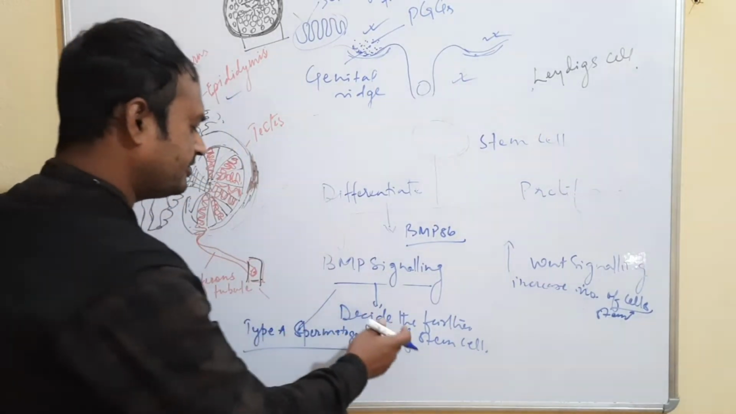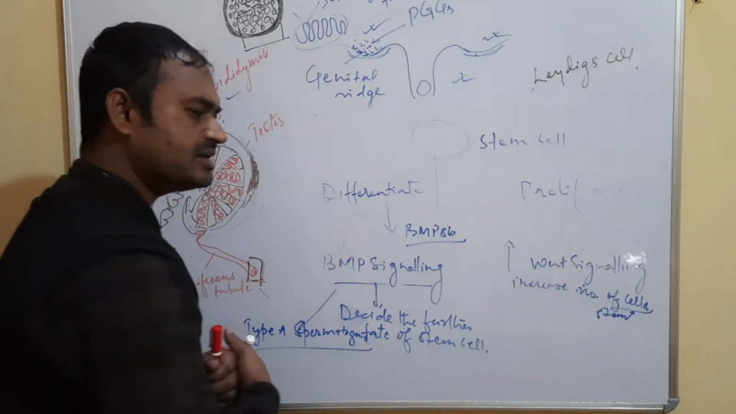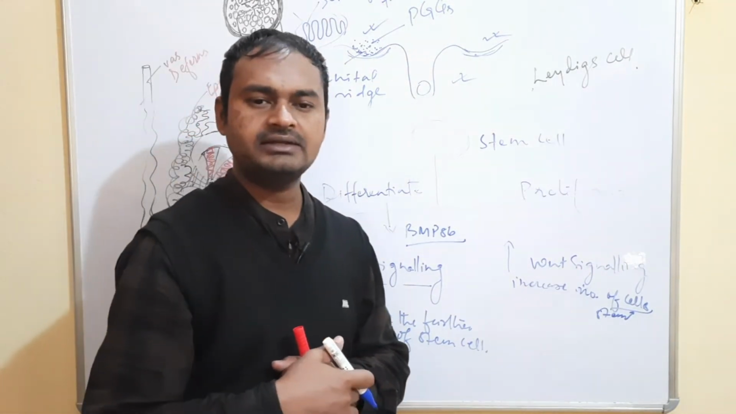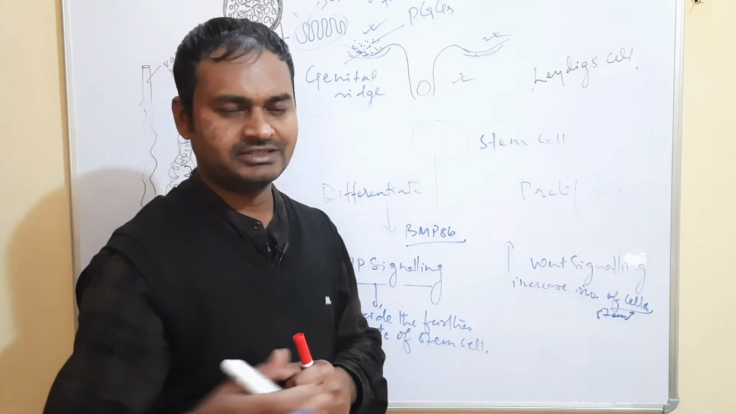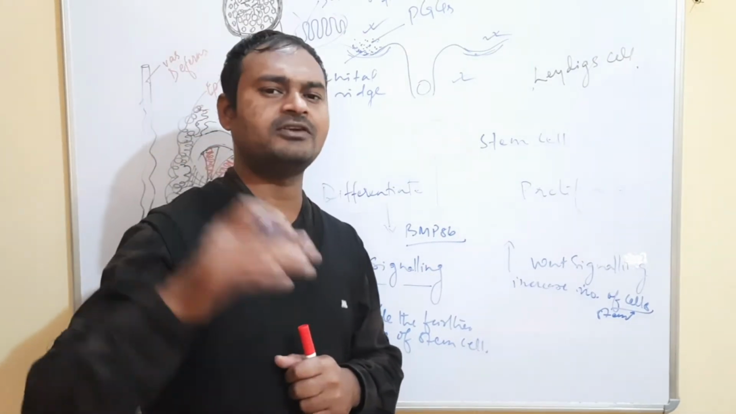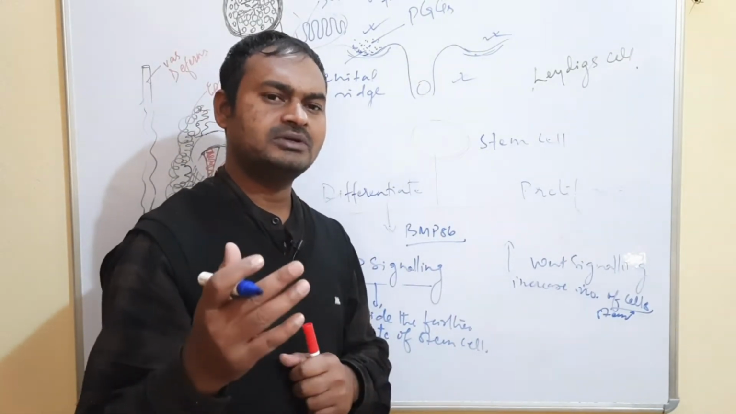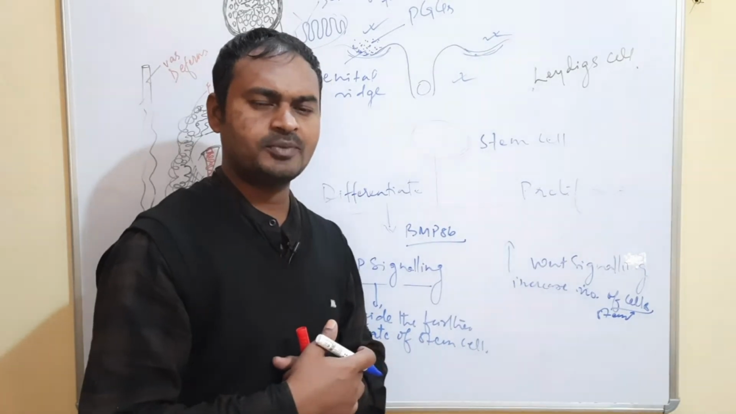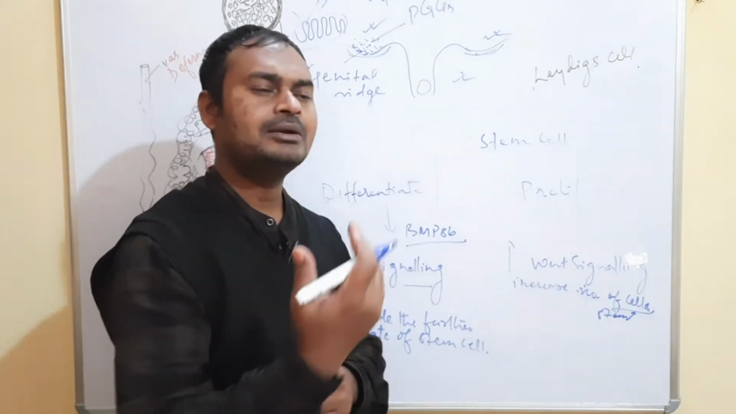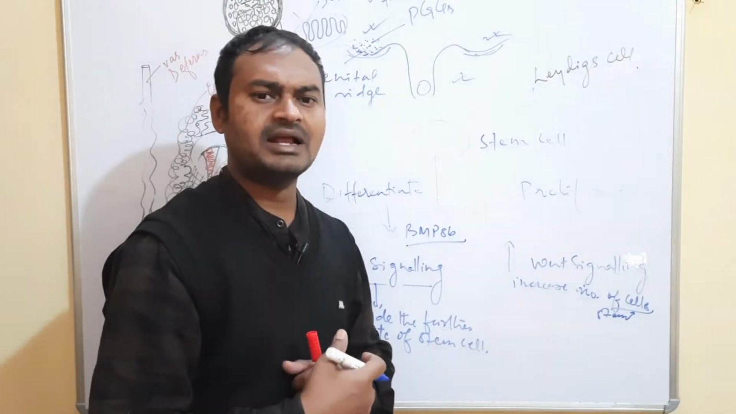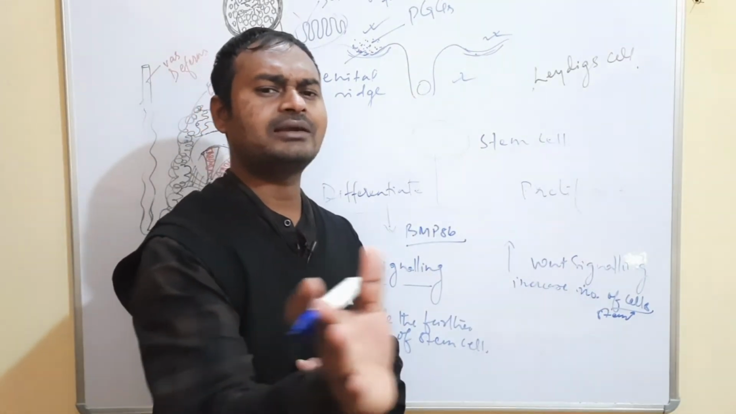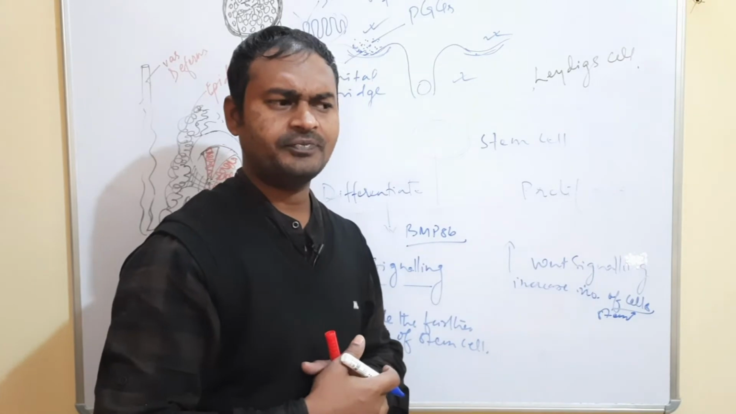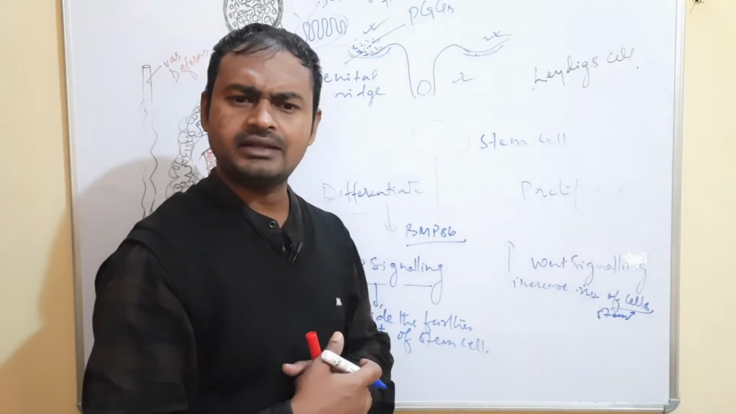Okay, after differentiation, it attains the type A spermatogonia, and this type A spermatogonia further divides. It also has different fates. The type A spermatogonia further divides to form the black fate and the other, the pale fate. We will not go into that much detail here. We can cover it in another lecture.